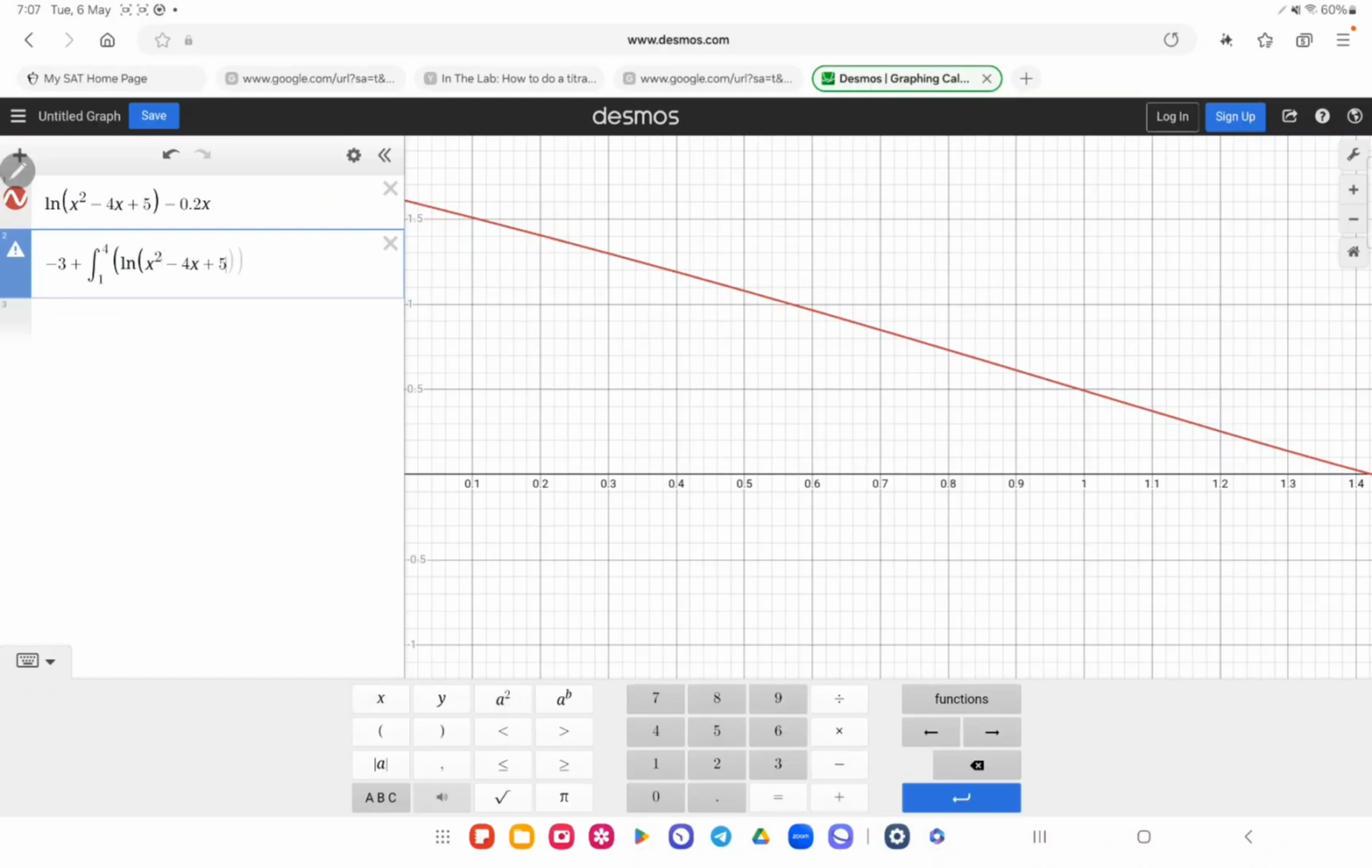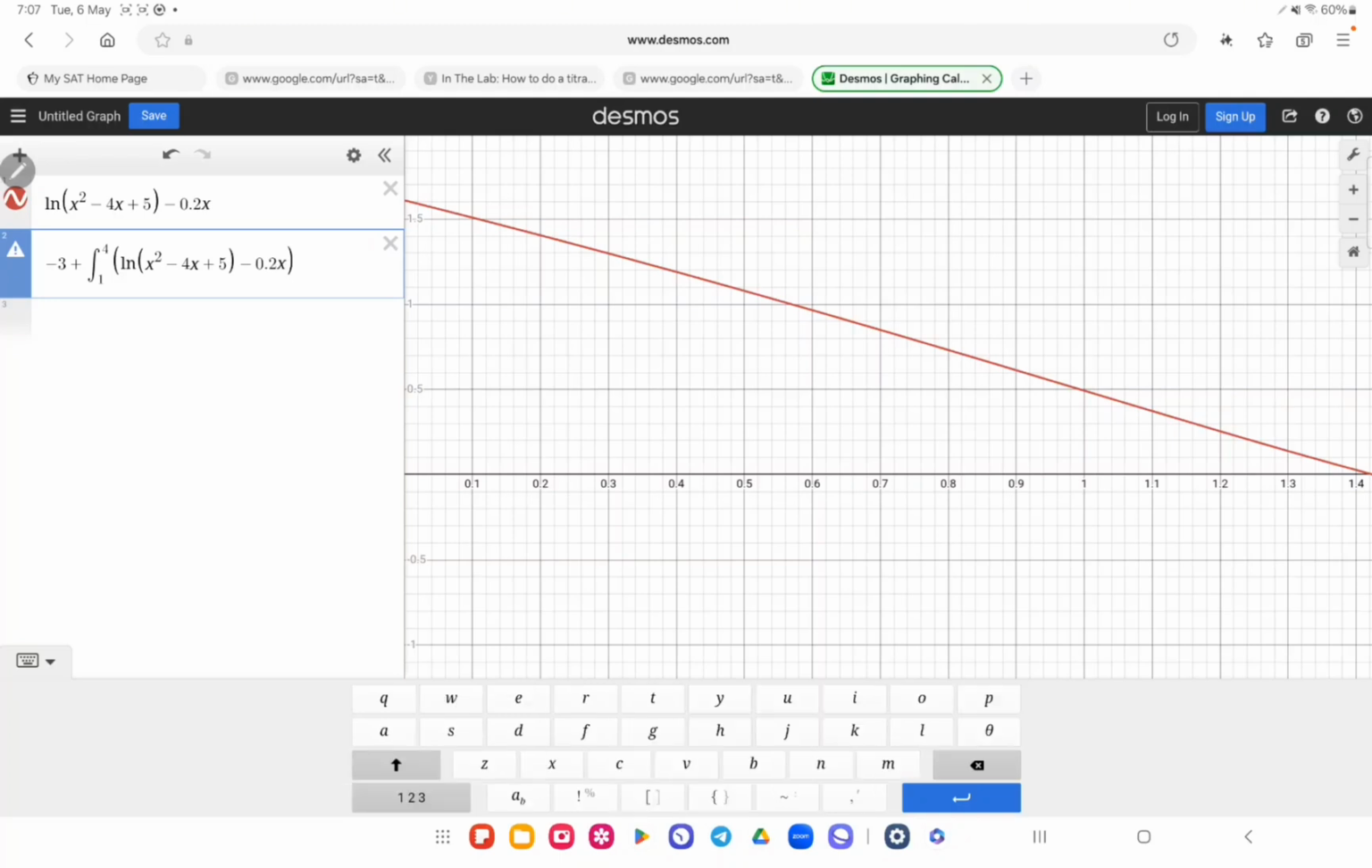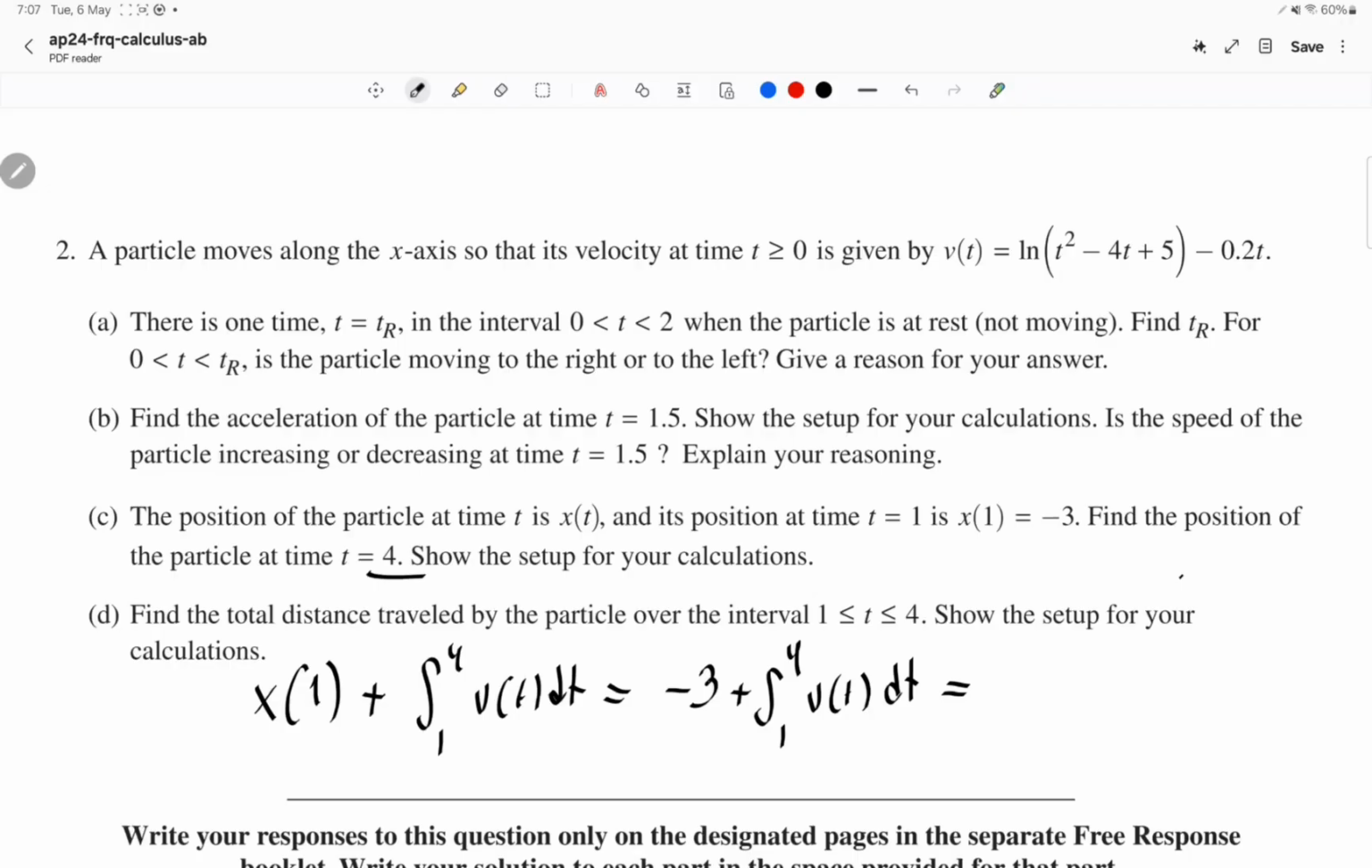I don't know, I think I did disappear. Interesting. And of course, right now there is no answer because I did not put dx yet. So I put dx and now I got -2.802. D. Find total distance traveled by the particle over the interval.